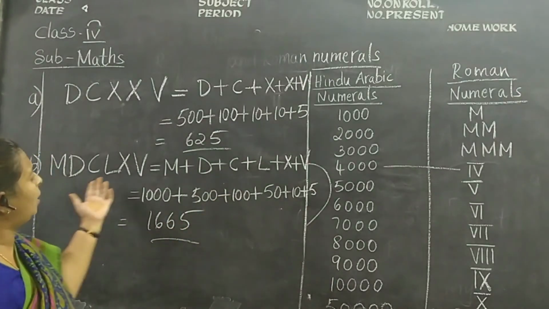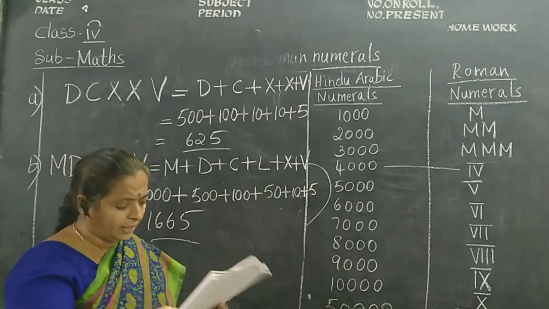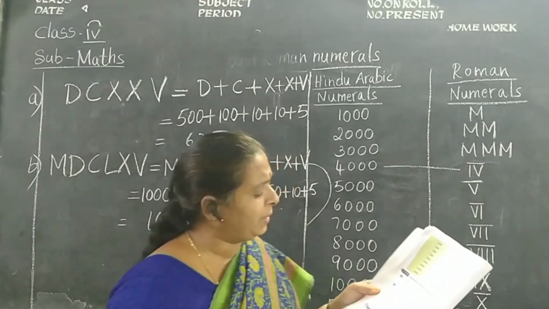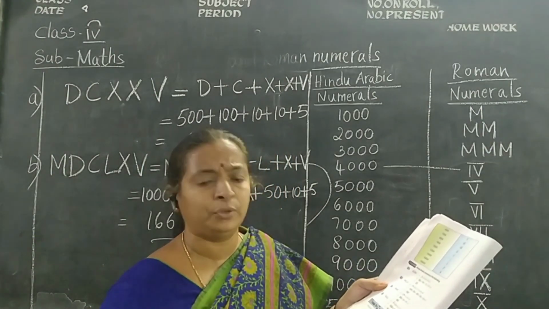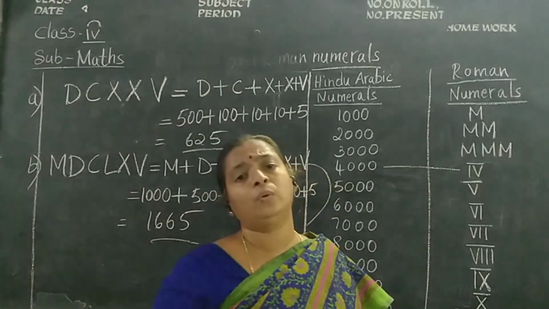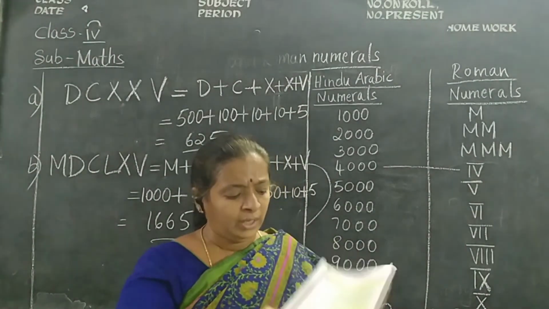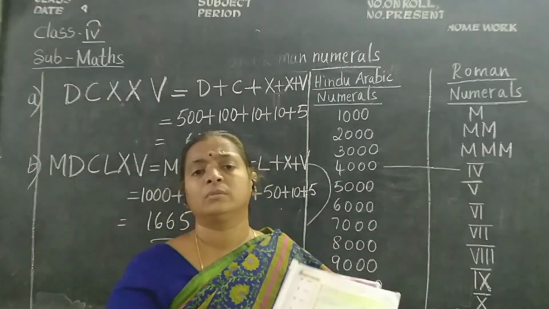See children, like this we should expand them. We should expand the Roman numeral and change it into an Indo-Arabic numeral, children. I have done A and B; C and D sums you do. With the help of this video, copy all the exercises and these columns also in your notes. Thank you, children.